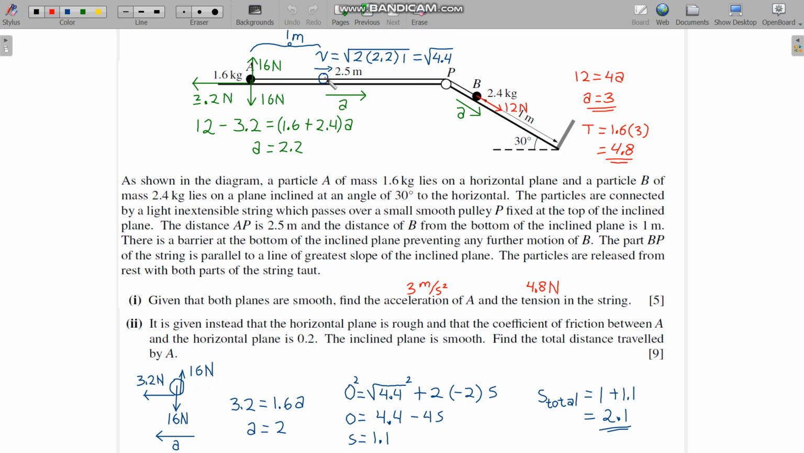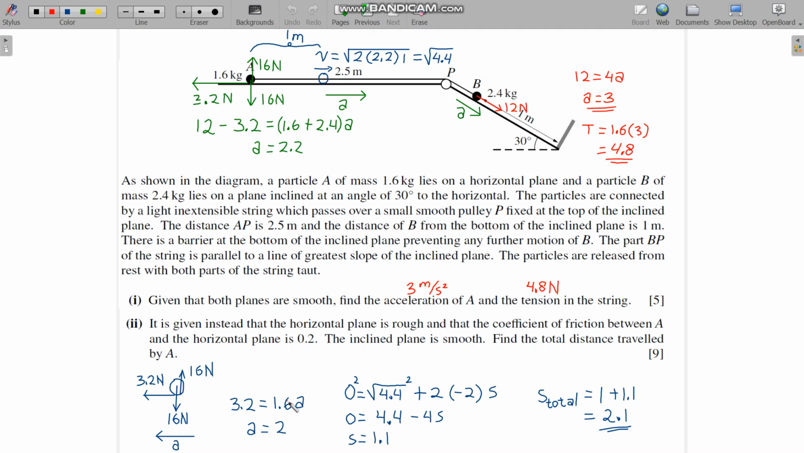And now we have this new FBD because the string is no longer pulling object A to the right here. So here we have only friction to the left. There is no tension force. We still have the weight and the normal reaction, and the acceleration is to the left. It's trying to slow down the object here. So using sigma F equals ma, we have only 3.2, the mass is 1.6, we get the acceleration, or deceleration actually.